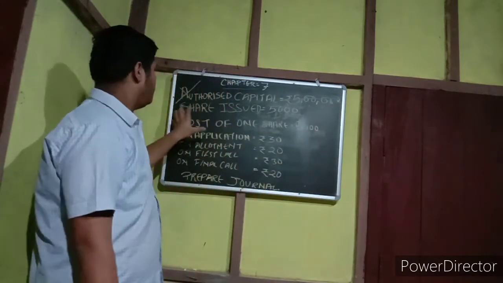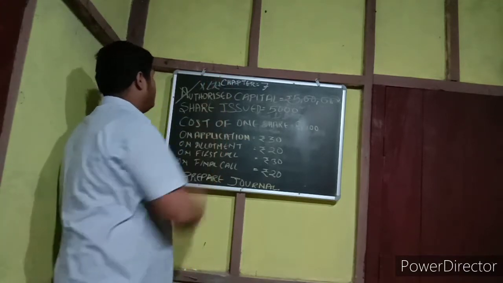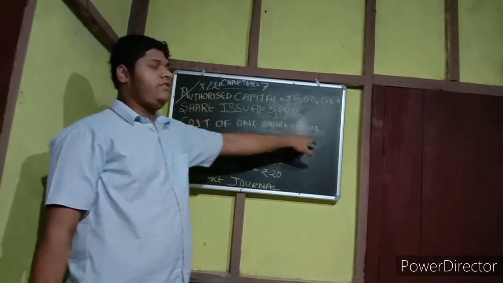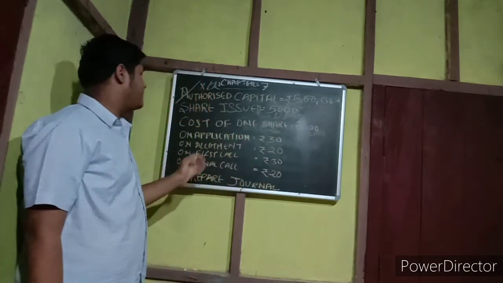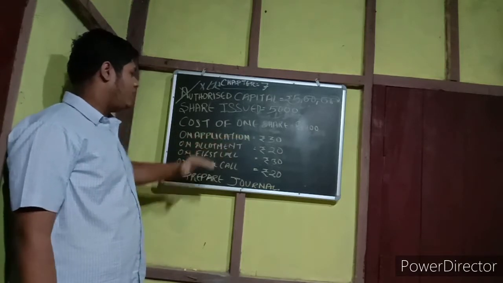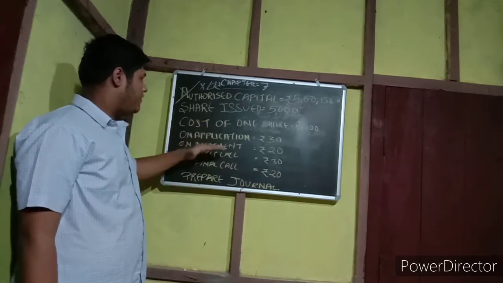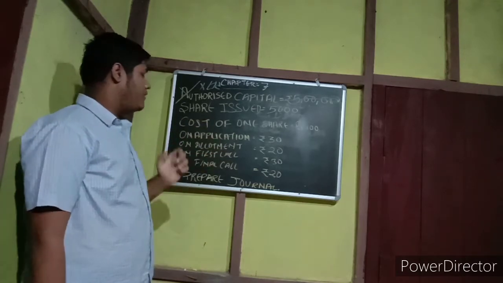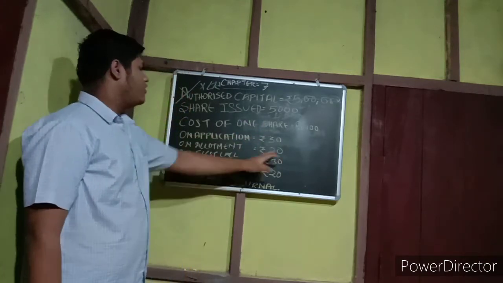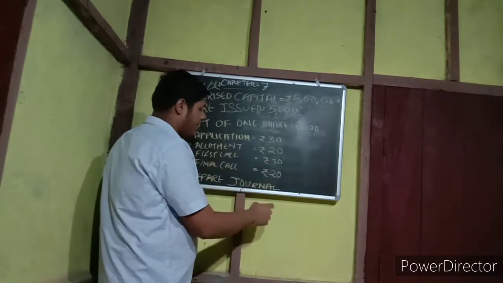Now what is left? Shares issued. Suppose this company, X Limited, issued 5,000 shares. Each share costs 100. Yesterday also I explained that they don't take the whole amount at a time. They divide it into application, allotment, first call and final call. Sometimes there may be a second call if the amount is more. Now they have divided it like this: with application rupees 30, on allotment 20, on first call 30, and on final call 20, and they say to prepare a journal on it.